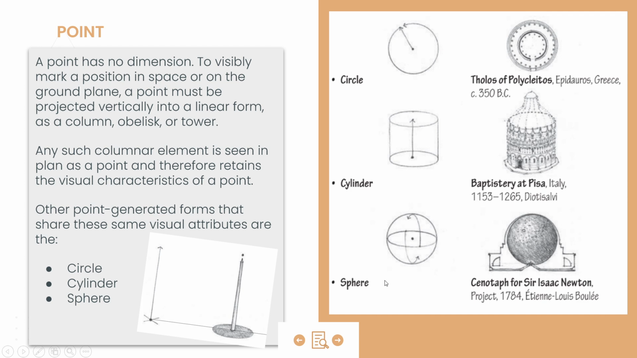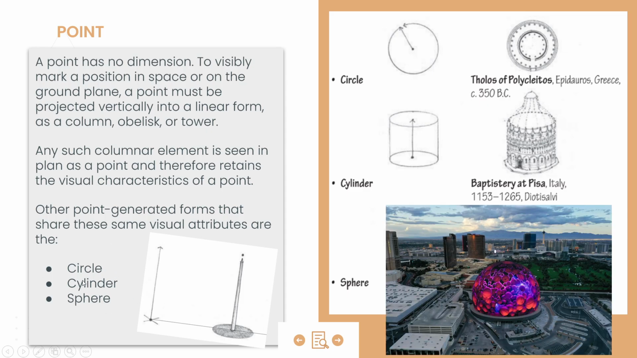in Greece. Then, if you move around the circle in any direction, you will create a sphere like this cenotaph for Sir Isaac Newton in his project in 1784. So other point-generating forms that share these same visual attributes are these: circle, cylinder, and sphere. So like this, a sphere in Las Vegas, one example of projecting or moving the circle around to create a sphere.